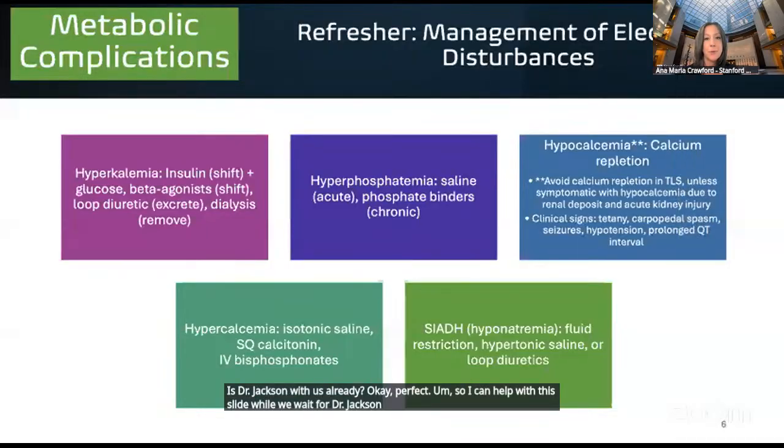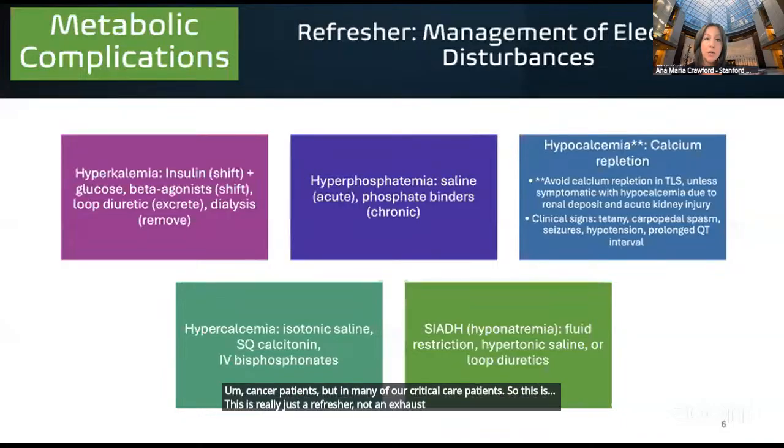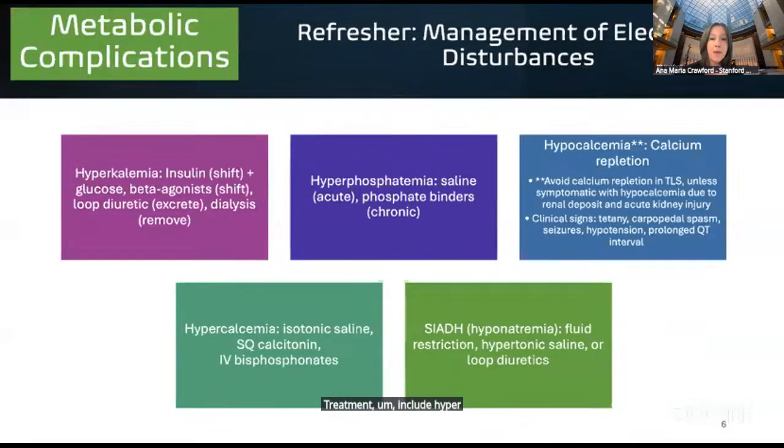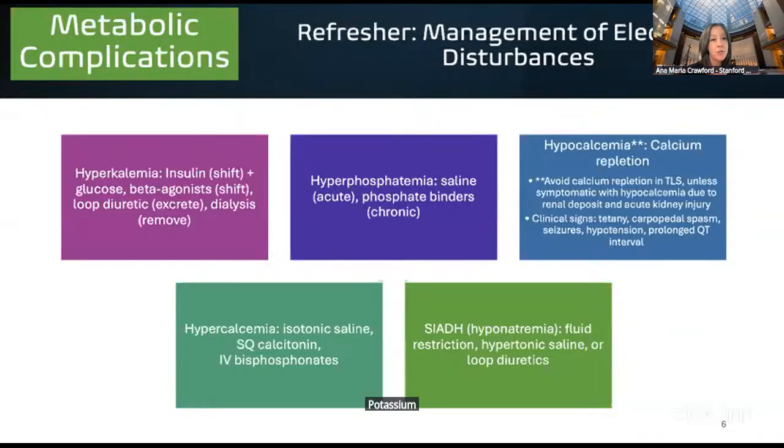So I can help with this slide while we wait for Dr. Jackson to arrive. But most of us are familiar with electrolyte disturbances. These occur not just in cancer patients, but in many of our critical care patients. So this is really just a refresher, not an exhaustive discussion about electrolyte disturbances. But some of the common ones that you see in cancer or cancer treatment include hyperkalemia, and I think you can all remember that the core treatments for hyperkalemia is to either shift the potassium back into the cells, which can be done with insulin and beta agonists, but also to remove the potassium from the body, and that can occur through loop diuretics or dialysis.